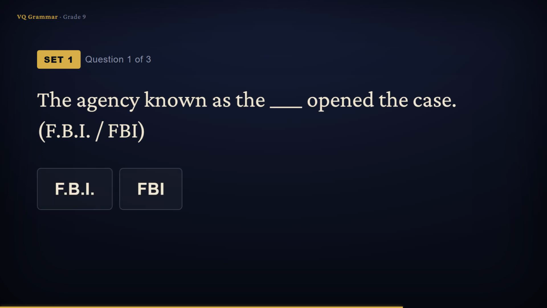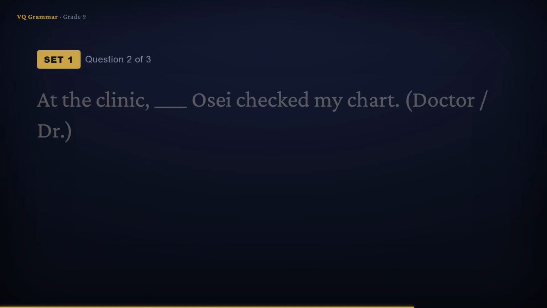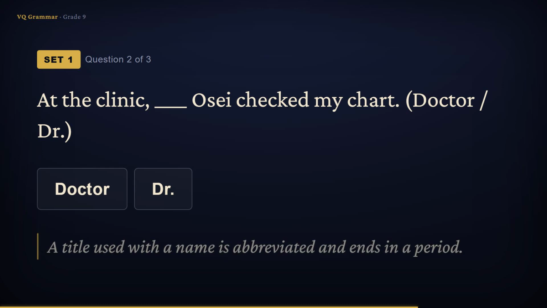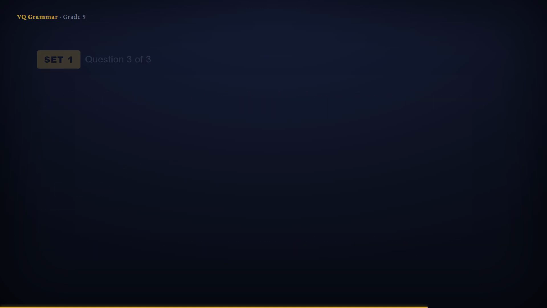The agency known as the blank opened the case. Which form is right? An acronym like this takes all capital letters and no periods at all, so the answer is FBI. At the clinic, blank Ose checked my chart. Since the title comes right before a name, Ose, we abbreviate it, Dr. with a period. So the answer is Dr.